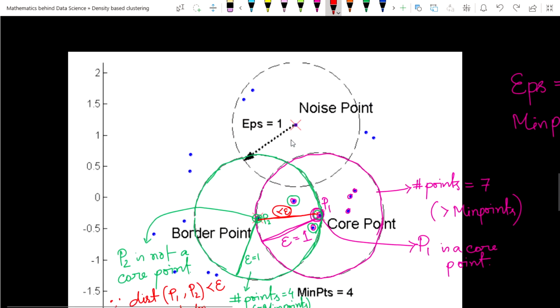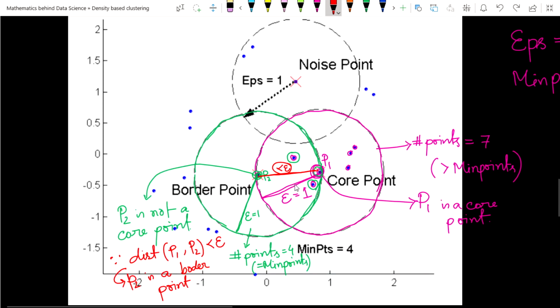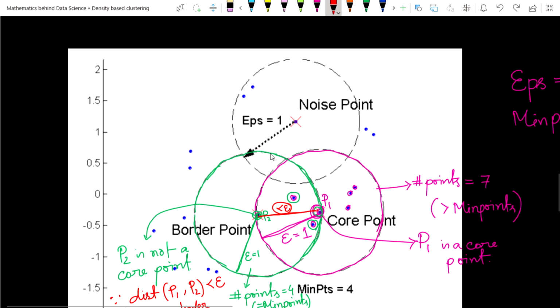Now let's try to understand the noise point here. Noise point, what it means, it's neither a core point nor a border point. Now I am using a different color, deep blue, for this point, P3. Try to understand P3.